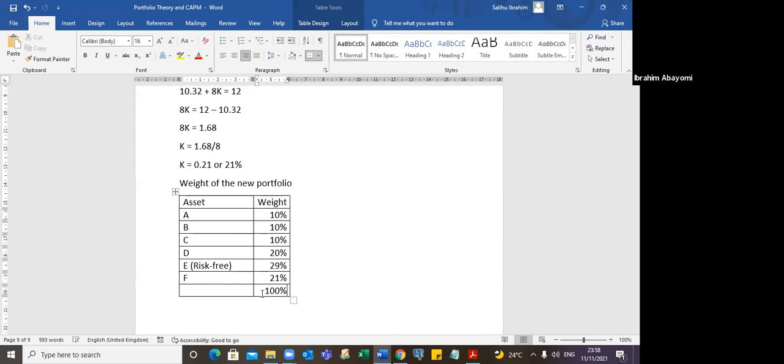So by the time I set up my risk-free asset, which is 21%, and I invest it in the market portfolio, the percentage left on my risk-free asset will now be 29%. And that 21% will not be invested in the market portfolio.